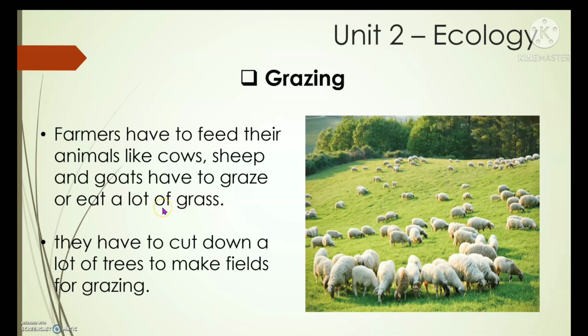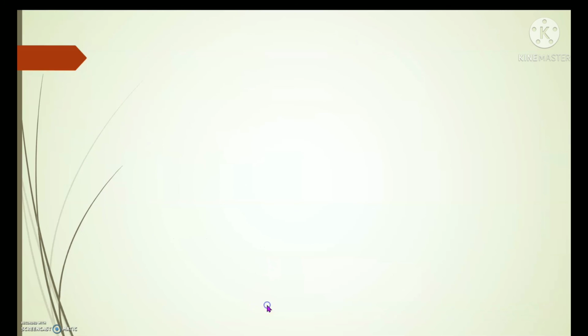Very good. So farmers have to feed their animals like cows, sheep, and goats, which have to graze or eat a lot of grass. So grazing means the animals eating many grasses. Okay? So when the animals are in this area, the farmer needs to cut the trees around it so they can live in a large area. Okay? That is what we call grazing. They have to cut down a lot of trees to make fields for grazing because the animals need to eat grasses. Okay.